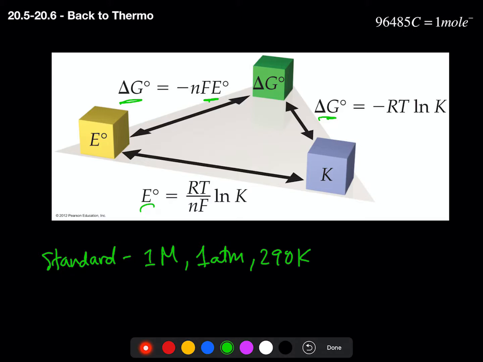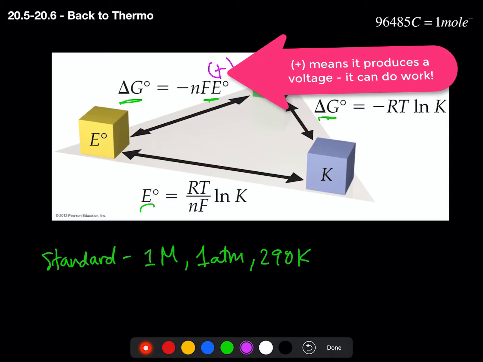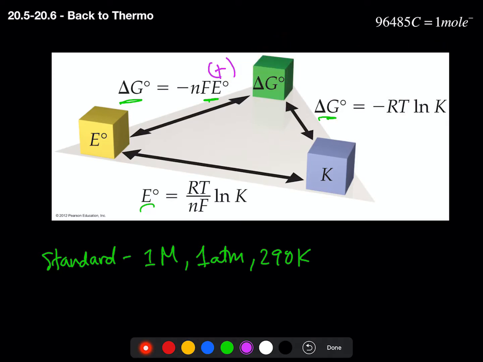So thinking about what we know, we've already said that when E is positive, that means it's a spontaneous cell. It means it happens on its own. So if E is positive, what should the value of delta G be? It should be a negative value. That makes sense, and if we look at this equation, that flows all together.